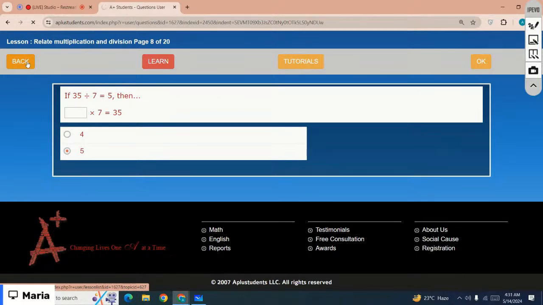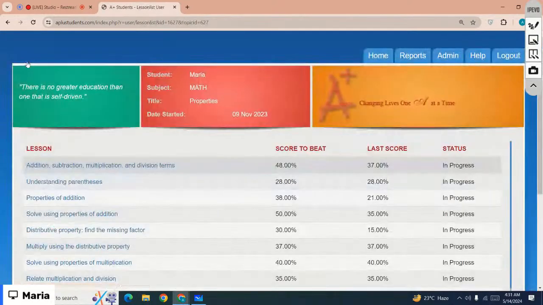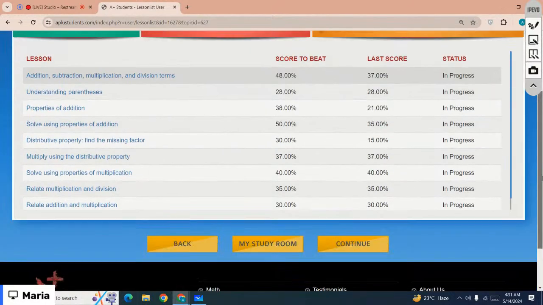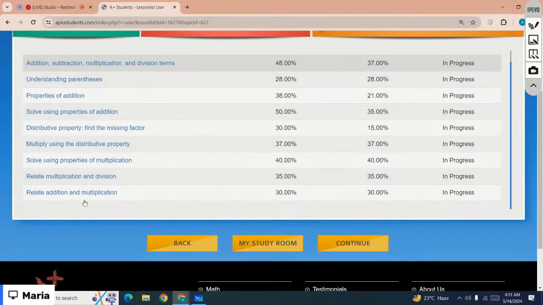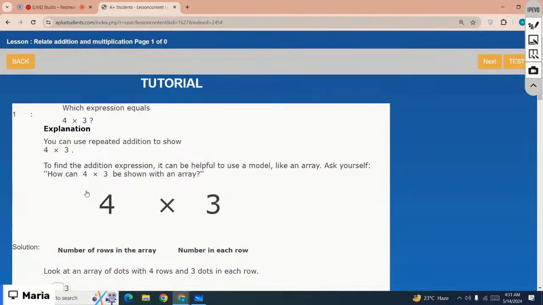The next lesson is relate addition and subtraction, addition and multiplication. Which expression equals... But here I think you're not given the options. So let's just start with the test questions.